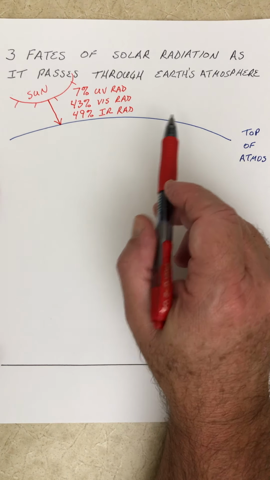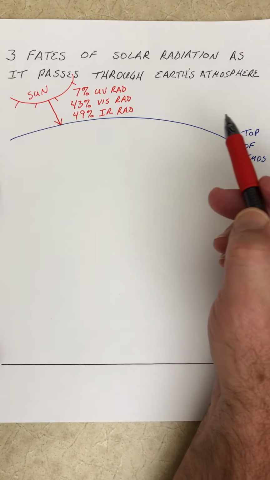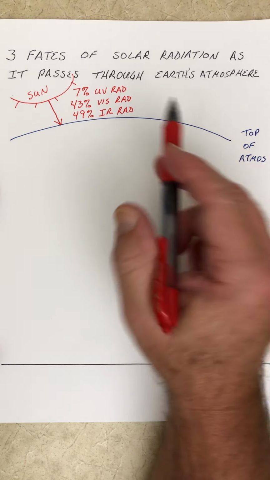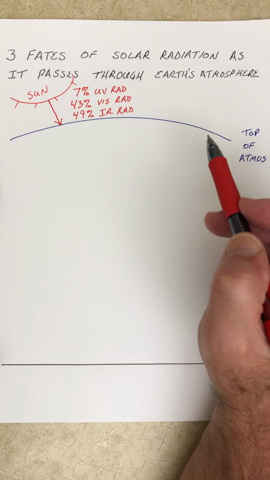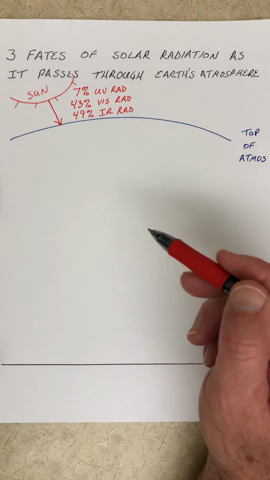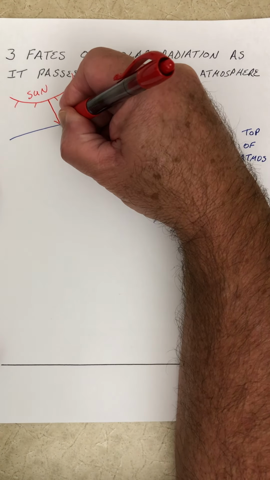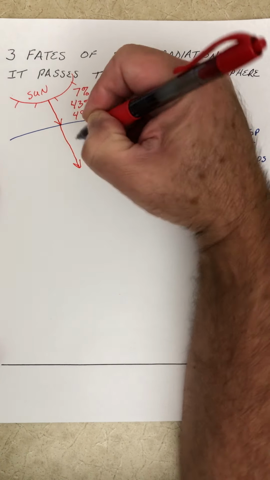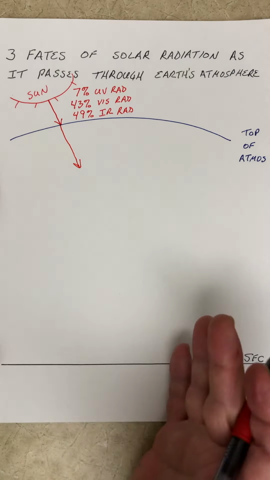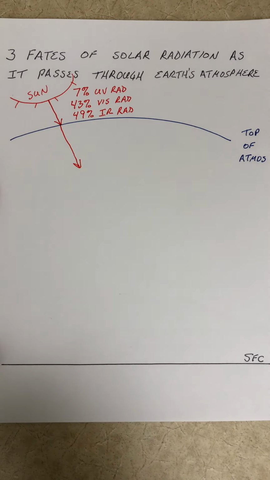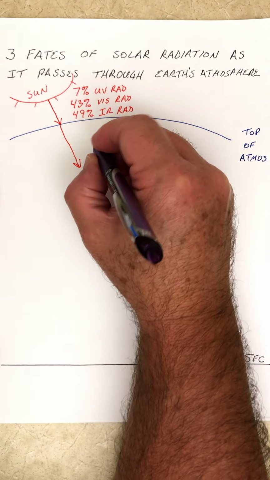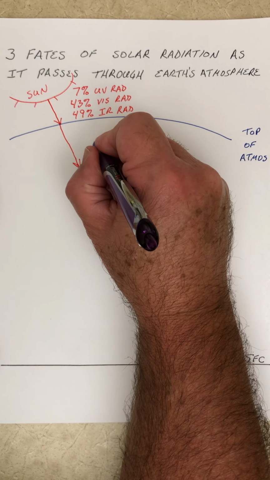So we've got solar radiation passing in wave form, because that's how radiation travels, in wave form, through space, reaching the top of the Earth's atmosphere, and now it's going to start to penetrate through the Earth's atmosphere. So here we go. It's not the first thing that can happen to it, but one of the things that can happen to it is that solar radiation can be reflected.